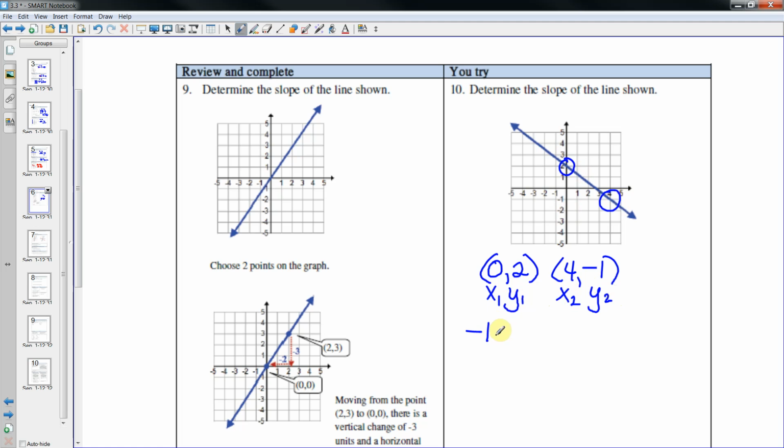So this one is negative 1 minus 2 on top, and then 4 minus 0 on the bottom. I always try to find ones that have 0 in them because they're easier to work out. Negative 1 minus 2 is a negative 3. 4 minus 0 is 4. Negative slope, that line goes downhill, so it matches.